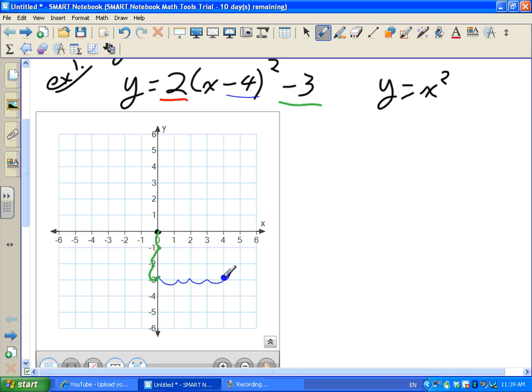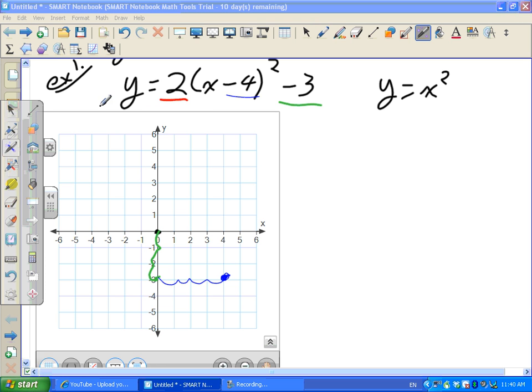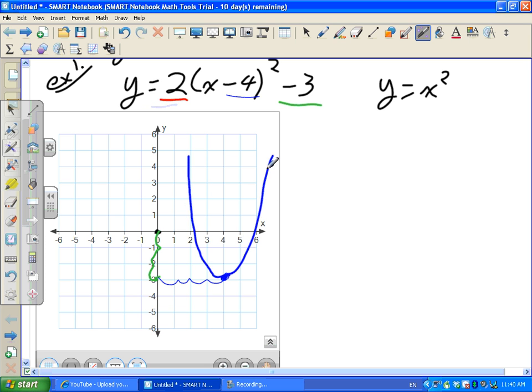Okay? So I've made my movements along the x-axis and my movements along the y-axis. So I have my vertex. Finally, we're going to look at our letter A when we go to draw this parabola. First of all, is A positive or negative? It's positive. So because it's positive, which way is it going to open? Positive is going to open upward. So we know it's going to have that type of shape to it.